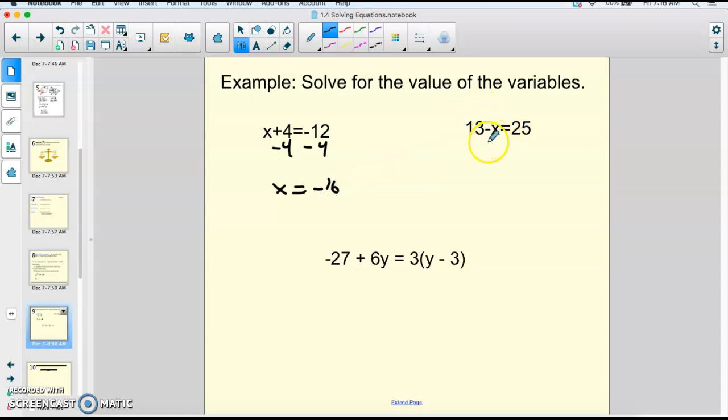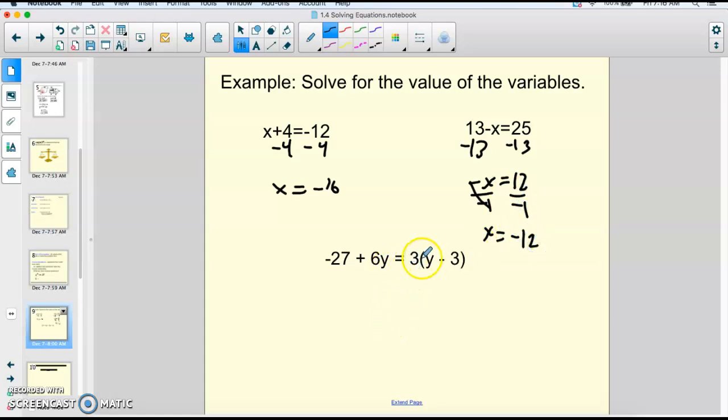Okay, over here we have, let's subtract our 13. So we get negative x. Don't drop your negative sign, right? Negative x equals, what, 12? And then we divide by negative 1 to get rid of our negative sign. So we're left with x. Do it to both sides, and we get negative 12.